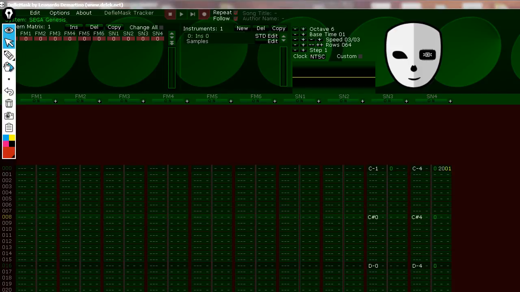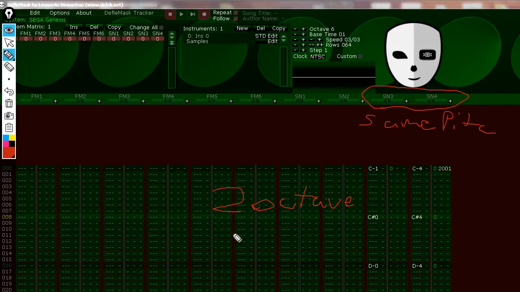Okay. So these two are now the same pitch, except 2 octaves higher. 2 octaves higher is this. Okay, observe.